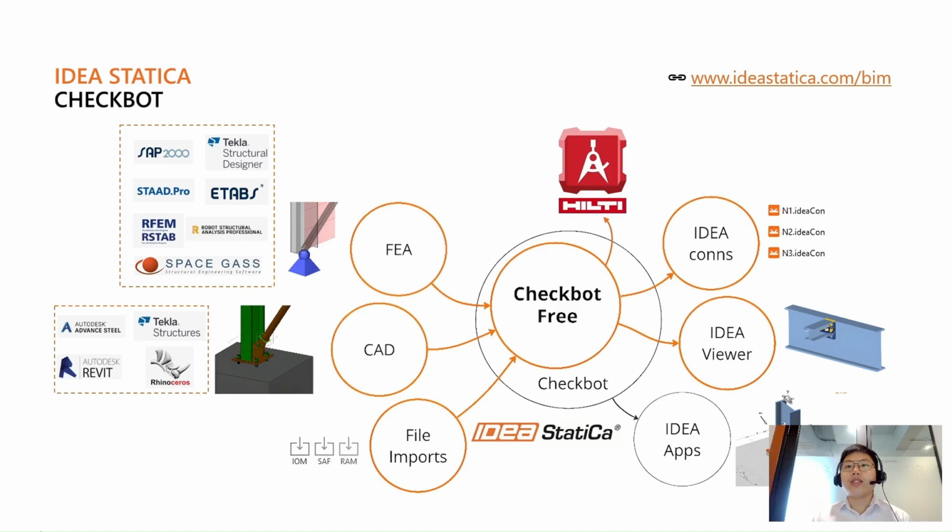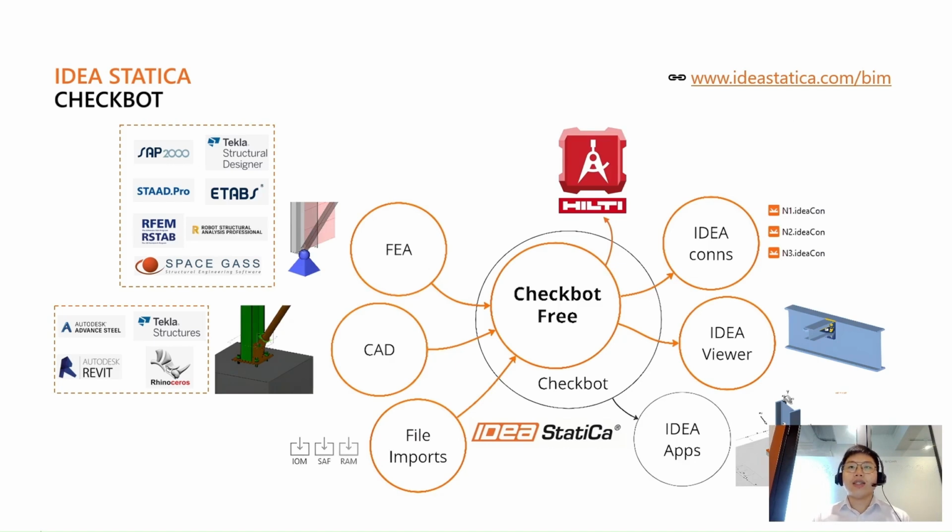IDEA StatiCa Checkbot is used to integrate FEA and CAD software into IDEA StatiCa. You may see on the top left corner here, there are some well-known FEA software which are integrated with IDEA StatiCa, such as SAP2000, ETABS, SpaceGass, and so on. Then you may see below that there are some well-known CAD software such as Rhino and Revit, which are also integrated with IDEA StatiCa. But this is a non-exhaustive list. If you would like to see the full list, you may go to our website here on the top right corner, ideastatica.com/bim.